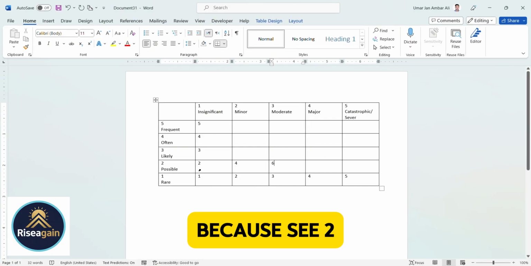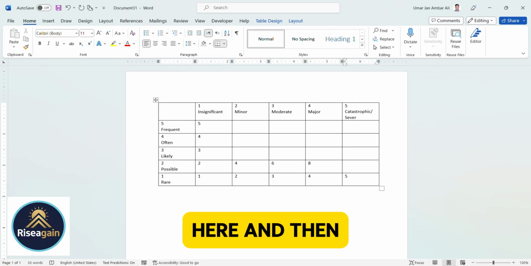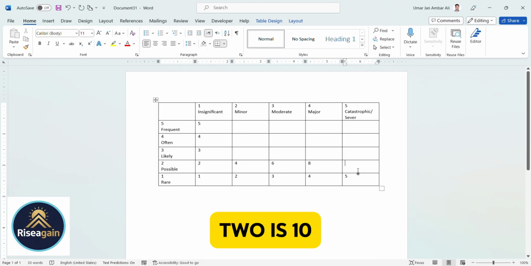because see, 2 multiplied by 2 is 4, 3 multiplied by 2 is 6, 4 multiplied by 2 is 8. Okay, so you can put 8 here, and then 5 multiplied by 2 is 10.